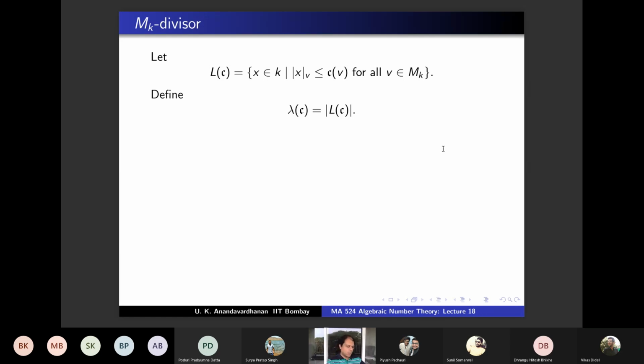So let us denote the cardinality of this set by lambda C, and the main result that we need to do today is to get an approximate value for lambda C in terms of an upper bound and a lower bound. Now note that if you take alpha in K star, lambda of alpha C is equal to lambda C. Why is that?